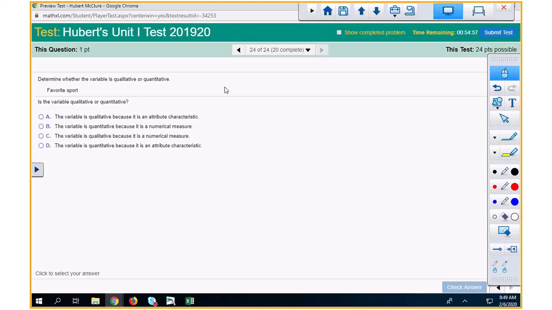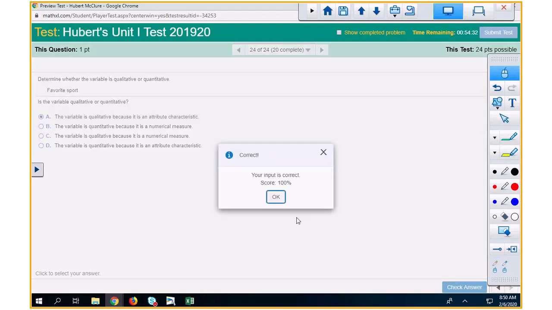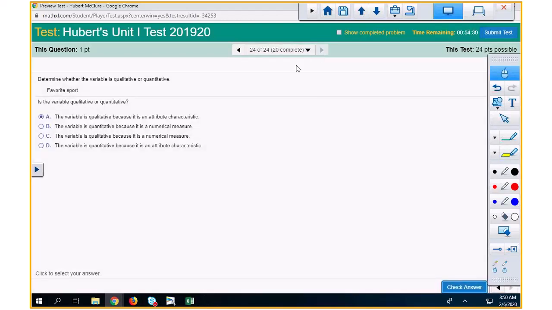Give me the average of the weights in the class. Give me the average of the shoe sizes. What did I say a while ago? The average times on a homework question. Those are quantitative data. So which one is it? Alpha, Bravo, Charlie, or Delta? Alpha? Yes. Let's check it. I don't read them. And that's it.